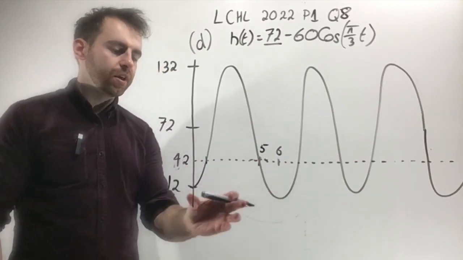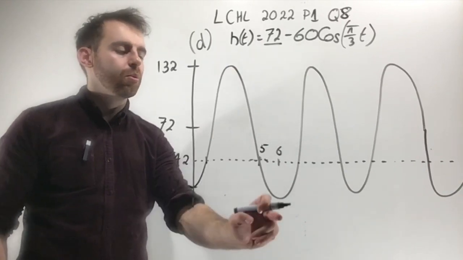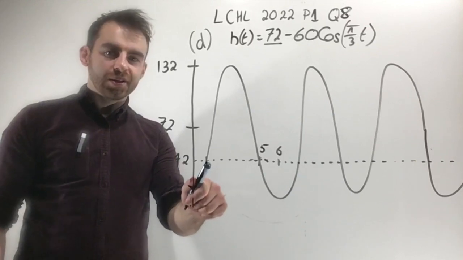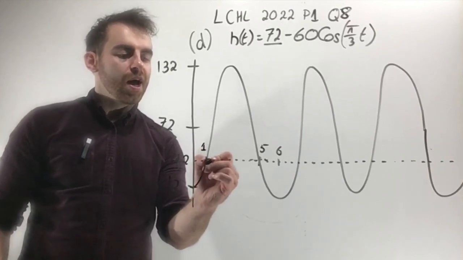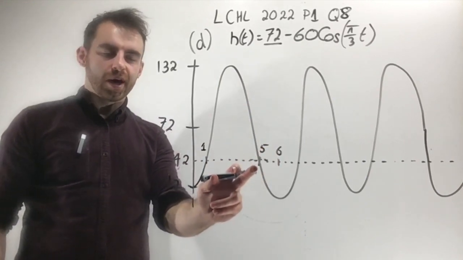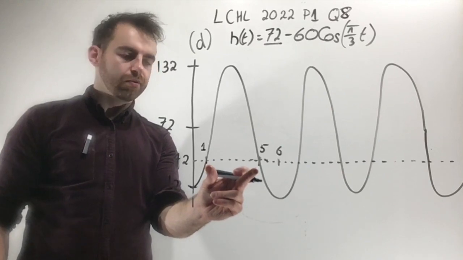So let's just look at one full oscillation where you start at the minimum, go up to the maximum and back down to the minimum. If you started at the minimum, after 1 minute, you're at 42 meters, and then for the next 4 minutes, you're more than 42 meters above the ground. So from the first to the 5th minute, you're more than 42 meters above the ground.